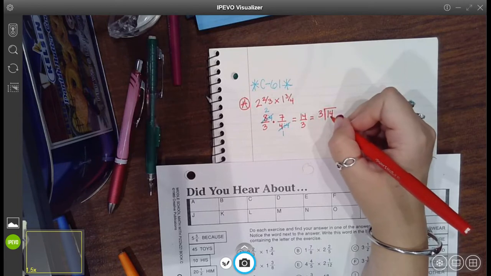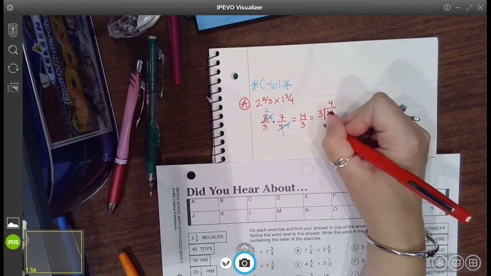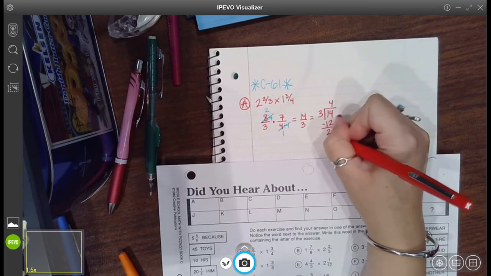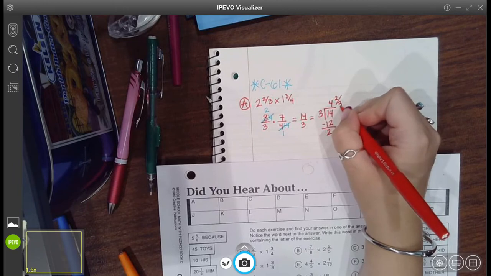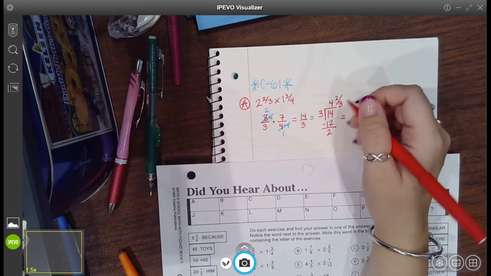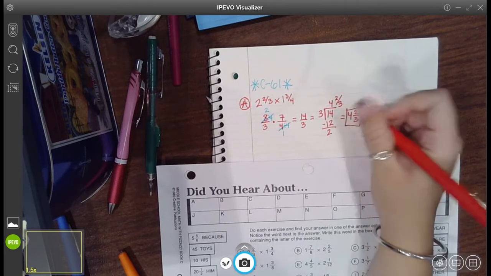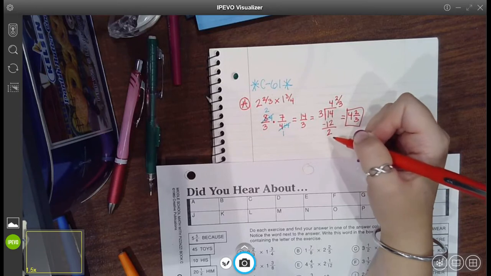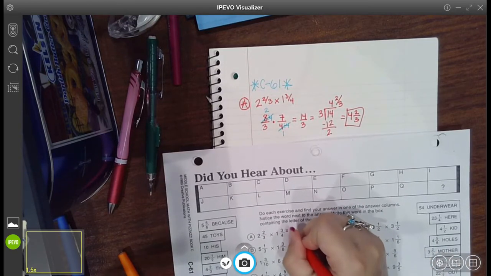Now, how many times does 3 go into 14? 4 times, because 3 times 4 is 12. When I subtract that, I get 2. So I put my remainder 2 over what I divided by, 3. So 14 over 3 is the same thing as 4 2/3 because 3 goes into 14 4 times and has a remainder of 2. So I'm going to put my answer of 4 2/3 right here.